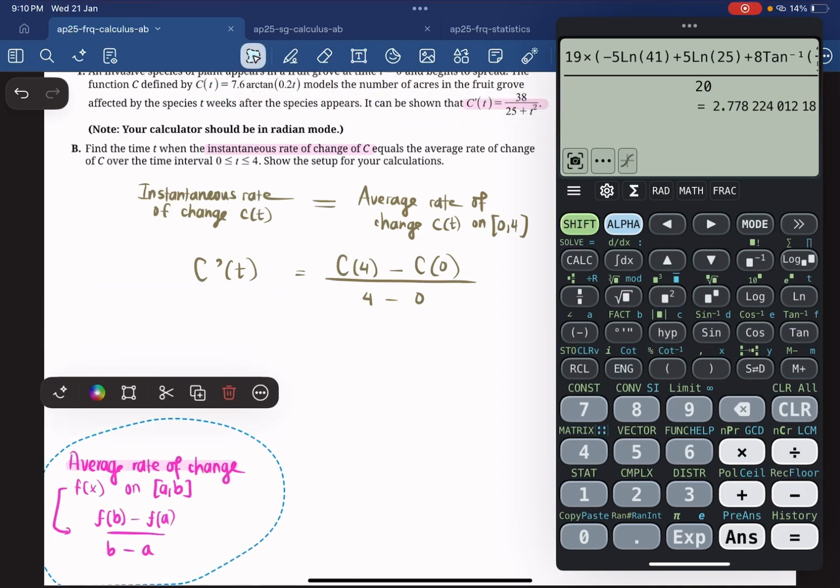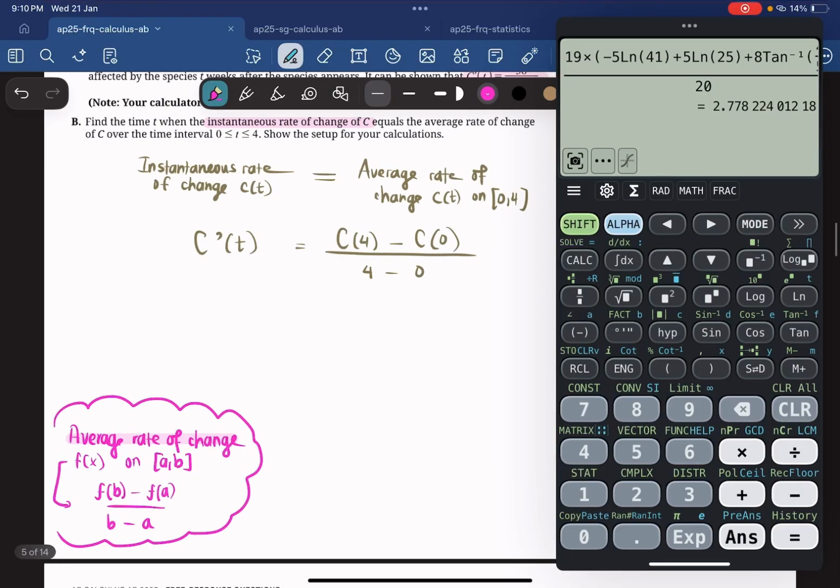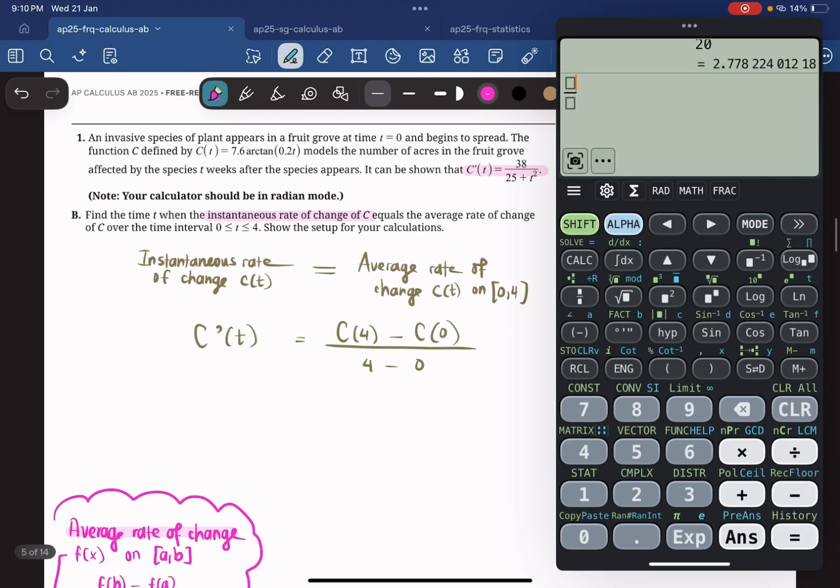So keep this on the side. That's our rule. And C of 4 minus C of 0, so we can do this on the calculator. Our function C of t is 7.6 shift tan 0.2 times 4 minus 7.6 shift tan 0.2 times 0 over 4 minus 0, exactly as I wrote over here, is equal to, don't round this answer yet, okay? So this is not our final answer.